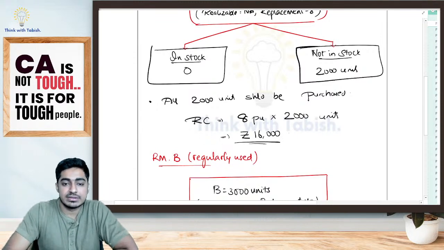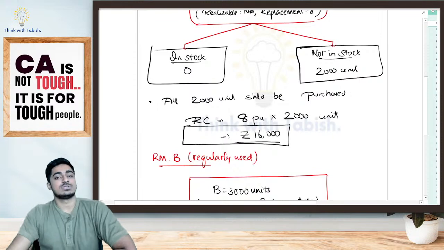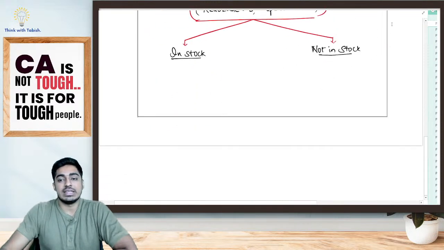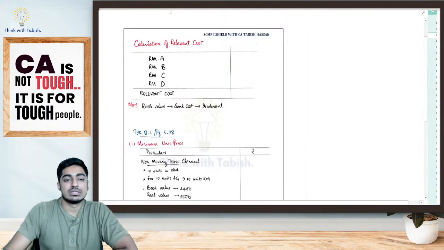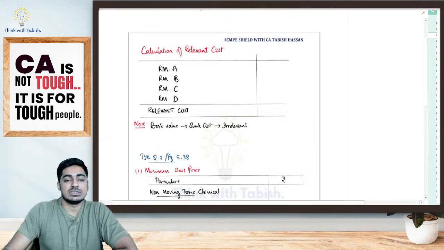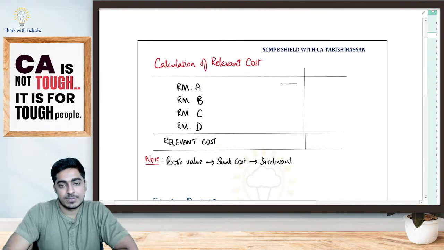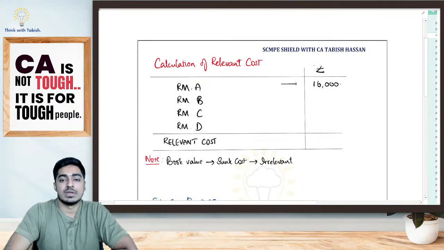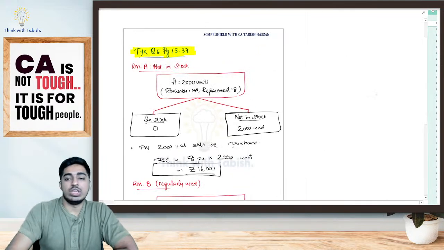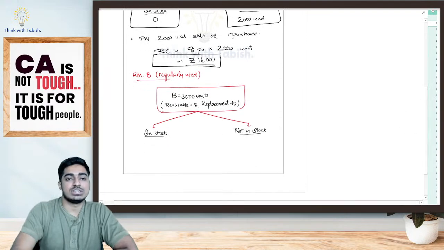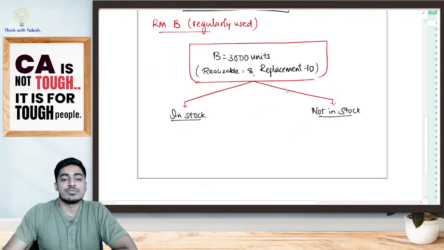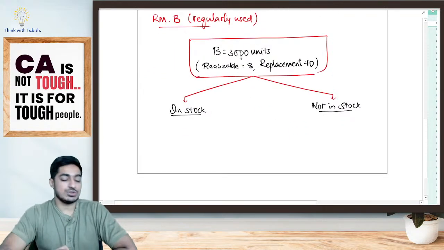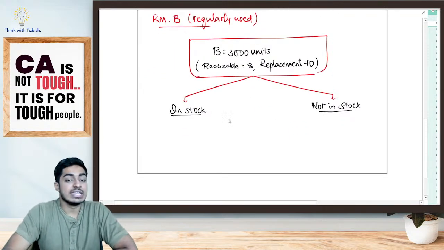Is it clear? Any doubts? Yes, for raw material A, the relevant cost is going to be 16,000 in terms of rupees. Now, moving on to raw material B. What is the question telling about raw material B? Yes. Altogether, how many units of raw material B are required? 3000 units are required.